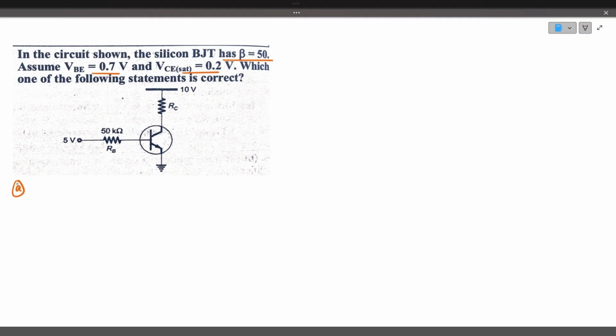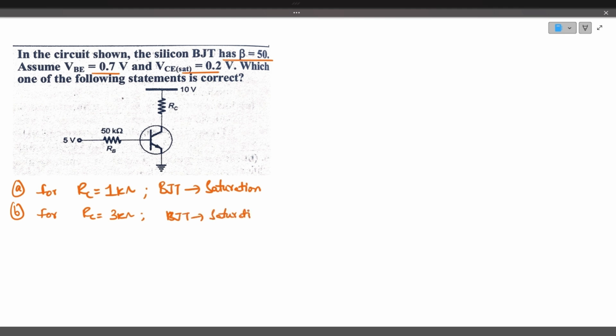Option A: for collector resistance RC equal to 1 kilo ohm, the transistor operates in the saturation region. This is the first option. Option B: for collector resistance RC equal to 3 kilo ohms, the BJT operates in saturation. Let's take these two options and try to solve the question.